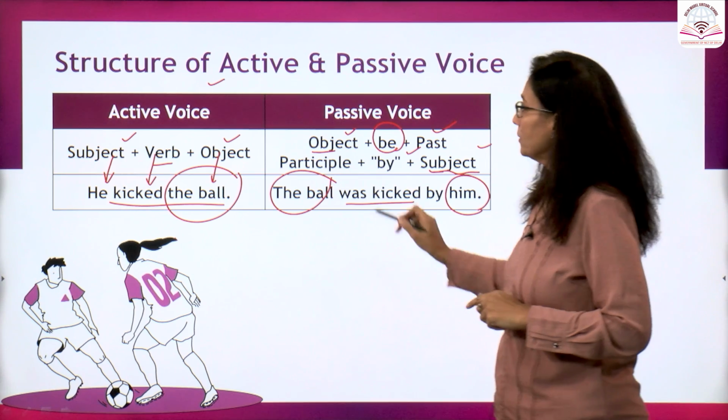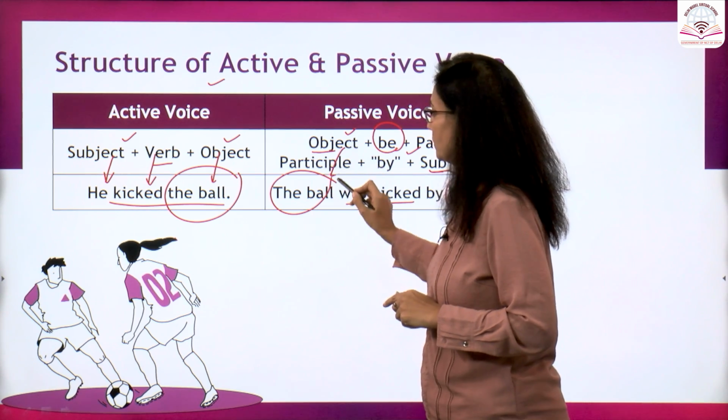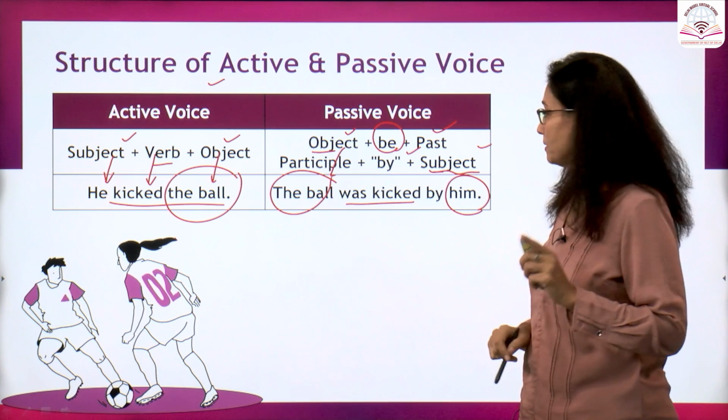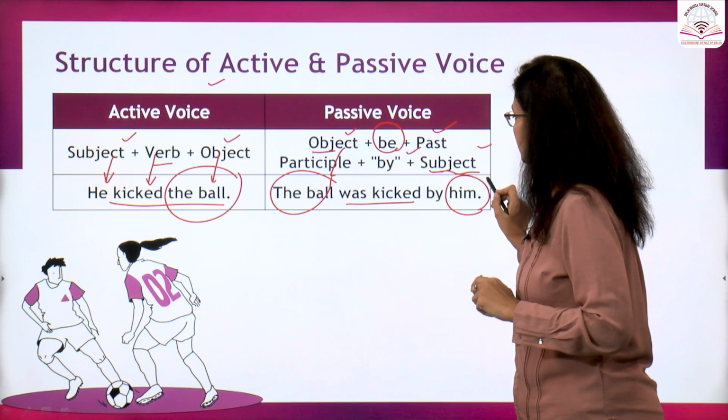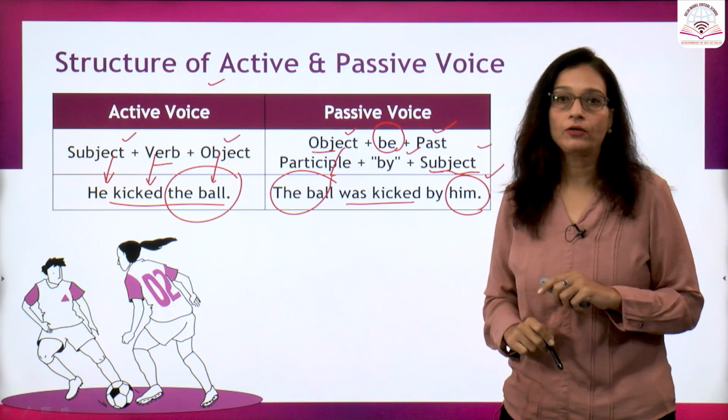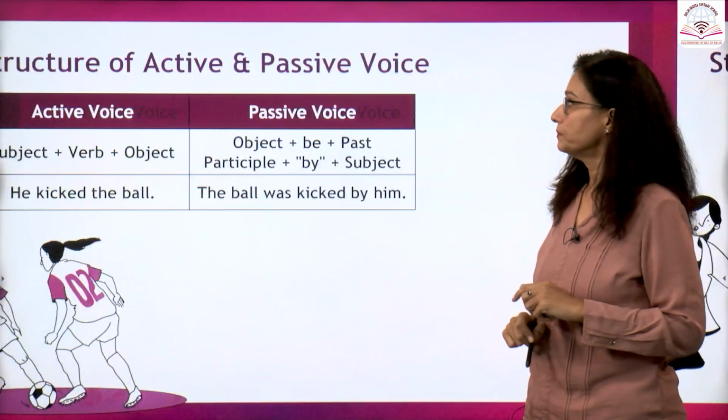So here the ball is the object which has become the subject of the passive voice, and similarly he was the subject which has turned into him and become the object of the passive sentence.